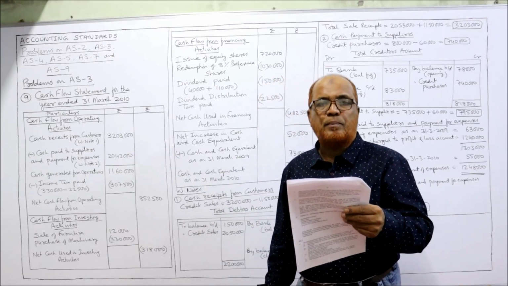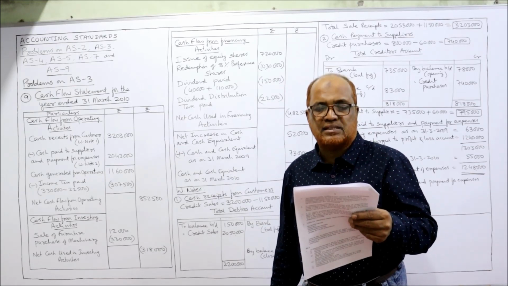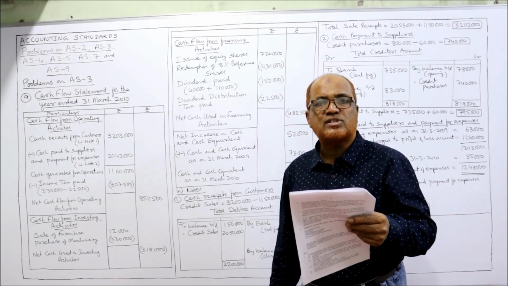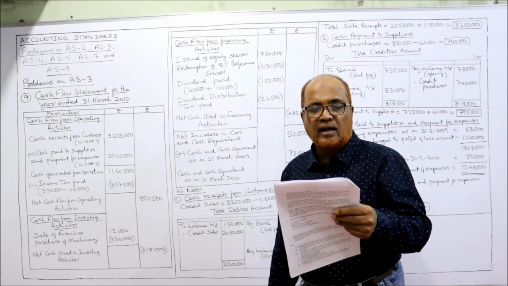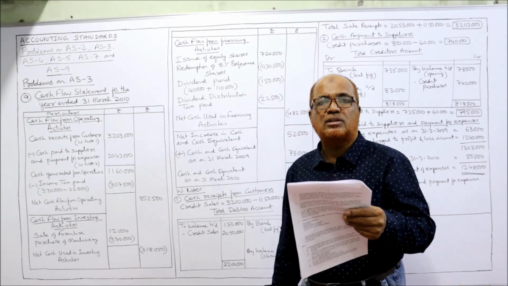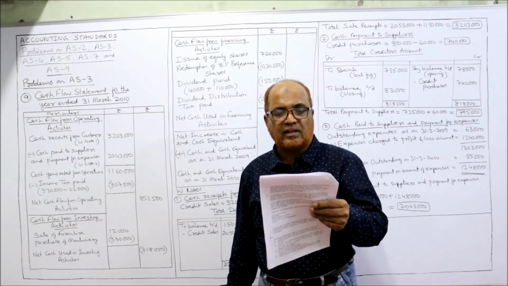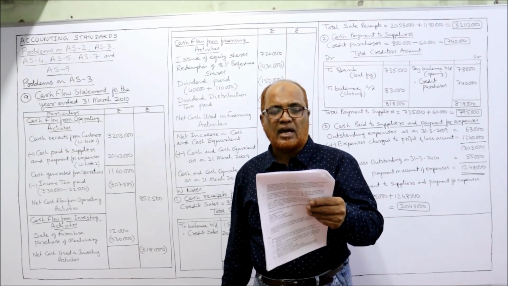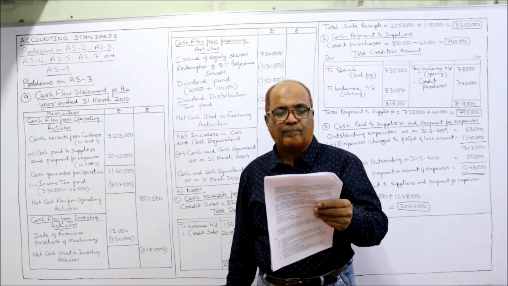You are requested to prepare the cash flow statement as per AS3 for the period ended 31st March 2010, after taking into consideration the following. A few points are given further, on 31st March 2009 and on 31st March 2010.